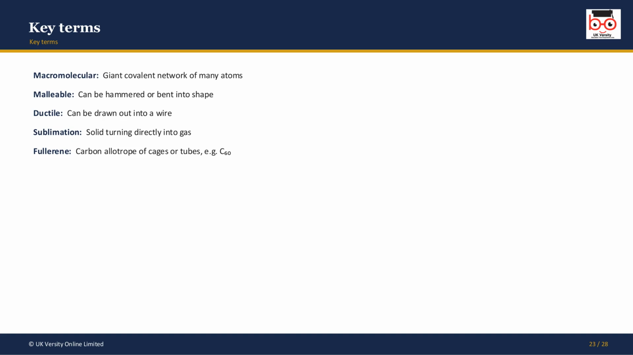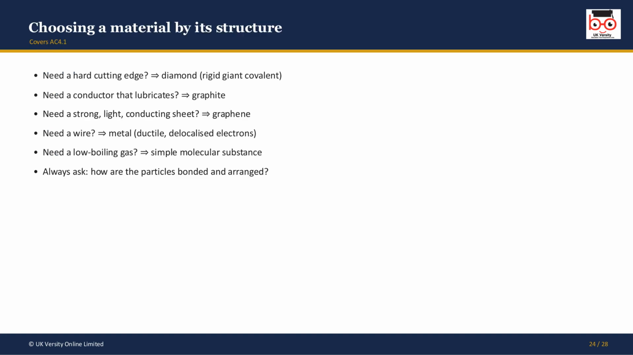A few final terms. Macromolecular means a giant covalent network of many atoms. Malleable means it can be hammered or bent into shape. Ductile means it can be drawn out into a wire. Sublimation is a solid turning directly into a gas, and a fullerene is a carbon allotrope of cages or tubes, such as C60. Let's turn all this into practical thinking.